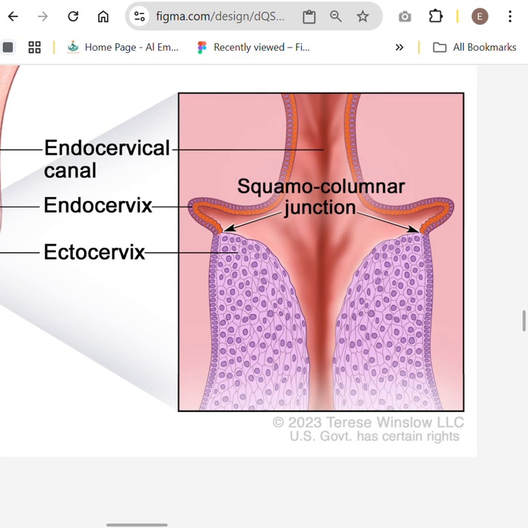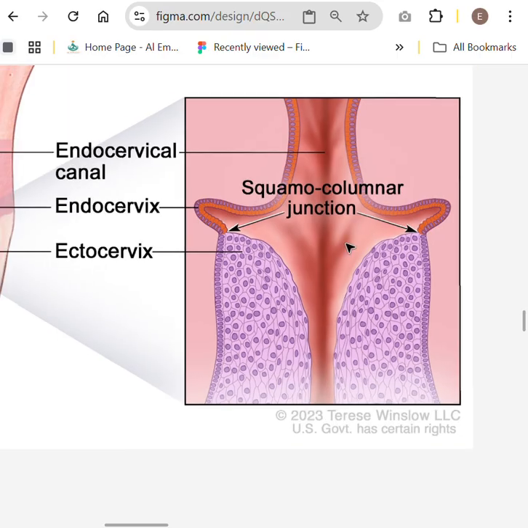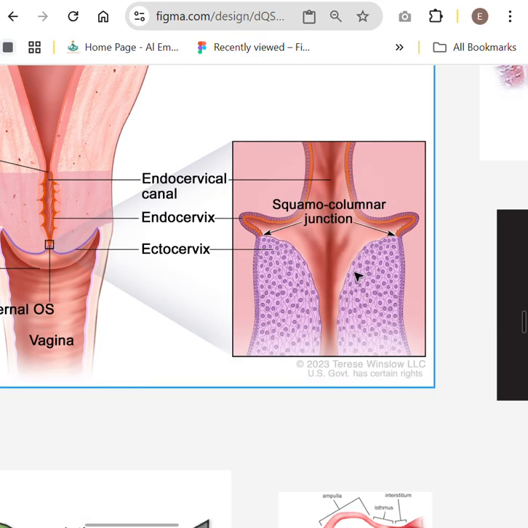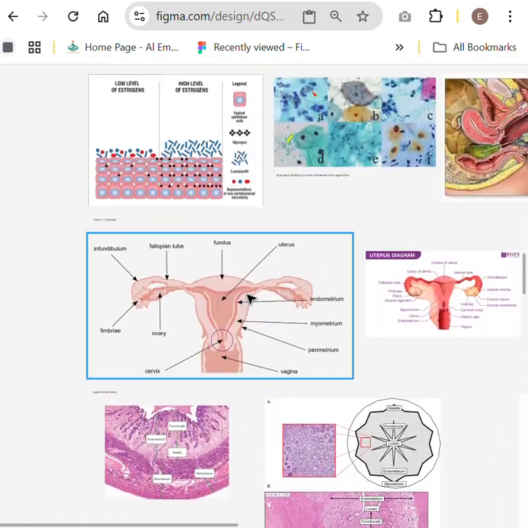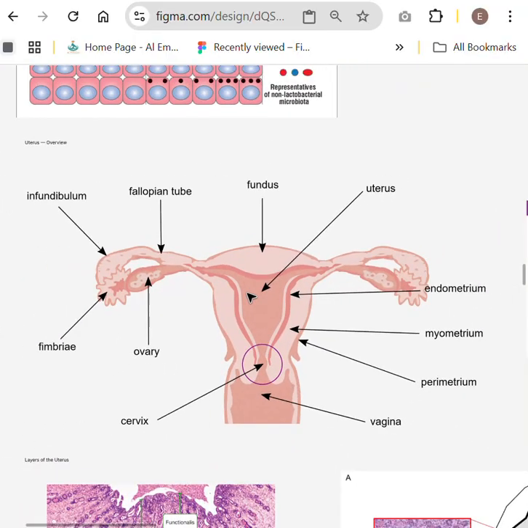The average longitudinal diameter ranges from, sorry, I'm talking about the cervix, not the uterus. Let's go back to the uterus. Now, let's talk about the uterus.